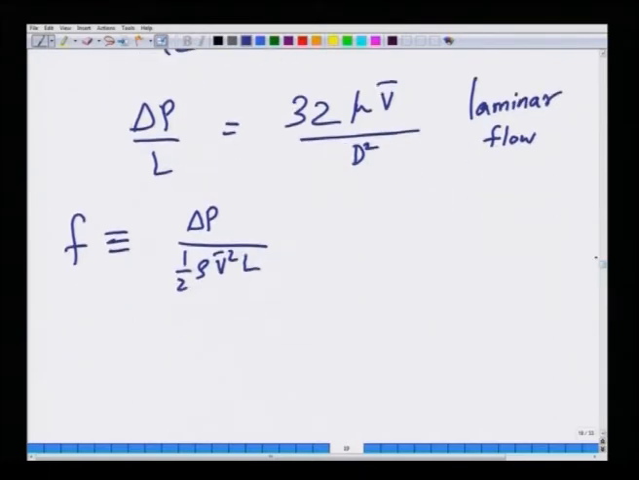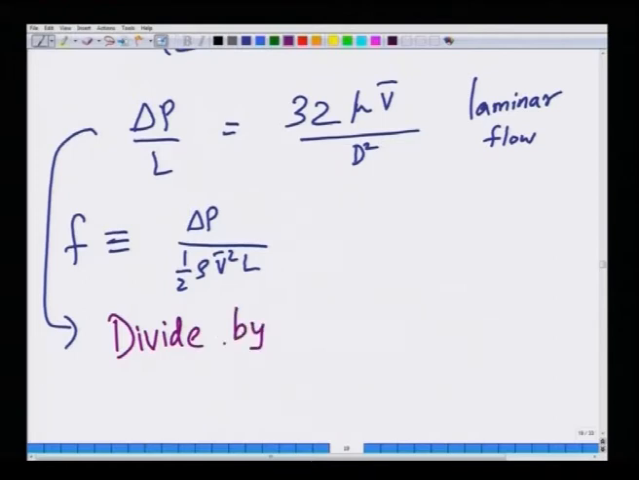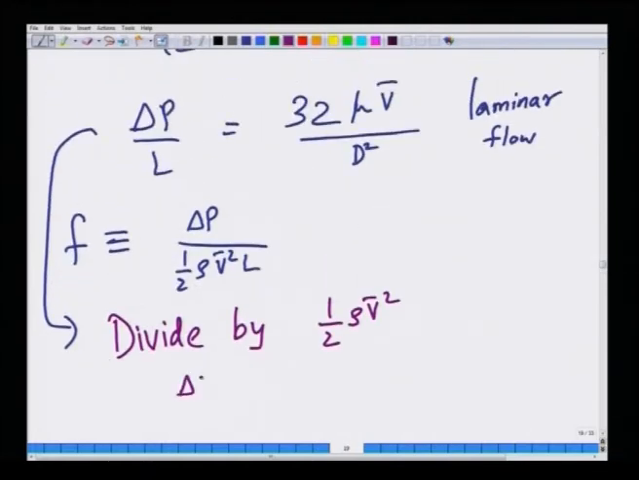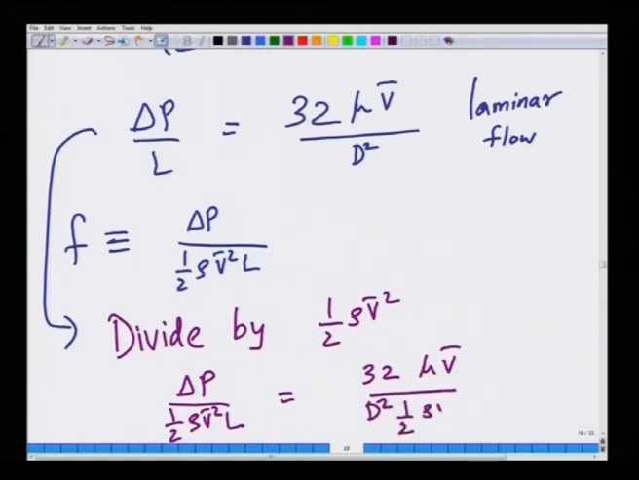So, I will take this equation and divide both sides of this equation by half rho v bar squared. On the left side I will have delta p by half rho v bar squared L, which is nothing but the friction factor. On the right side I will have 32 mu v bar by d squared, over half rho v bar squared.